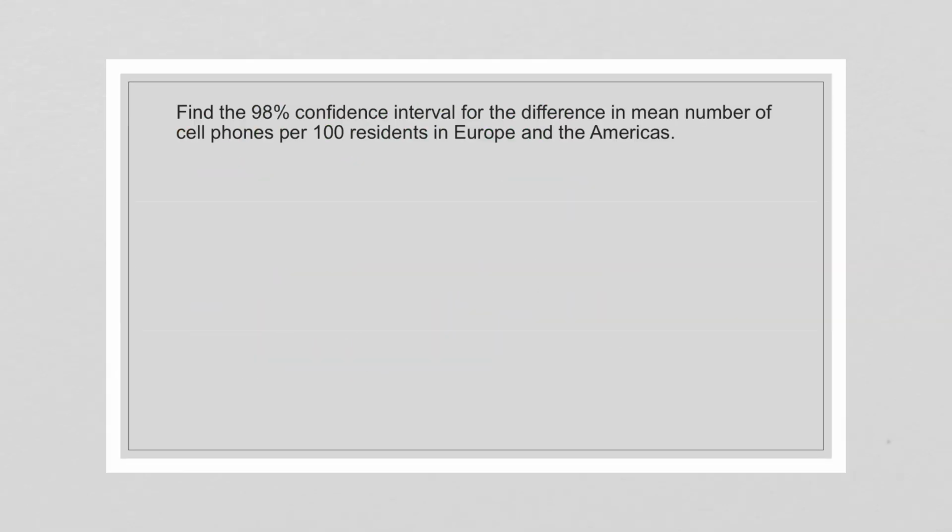So now we want to ask, well, what's the 98% confidence interval for the difference in mean number of cell phones per 100 residents in Europe and the Americas? So if you haven't already, go ahead and pause the video to work on this one, and then when you're ready, press play.